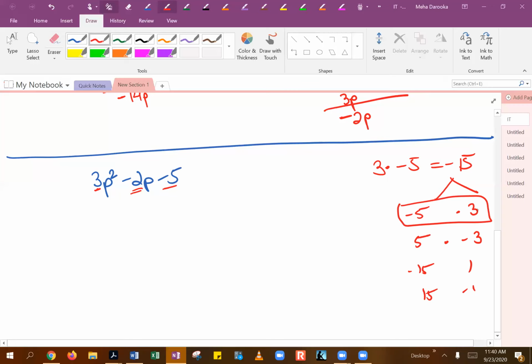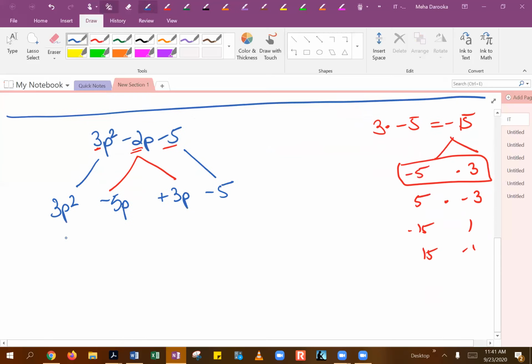And then once you figure that combination out, and this is what I believe Mikhail had started us off with when we did that first handout, the one we just finished working on, you split your middle term by using these two numbers. So we're going to split our middle term into negative 5p and positive 3p. You bring down the negative 5 as it is and the 3p squared as it is. So your expression will become 3p squared minus 5p plus 3p minus 5. So we've just split our middle term, and then you factor by grouping.